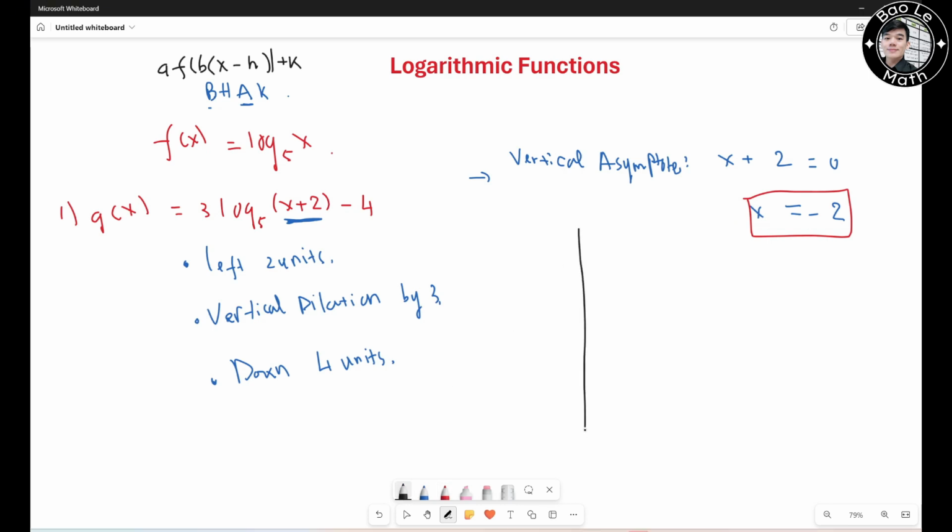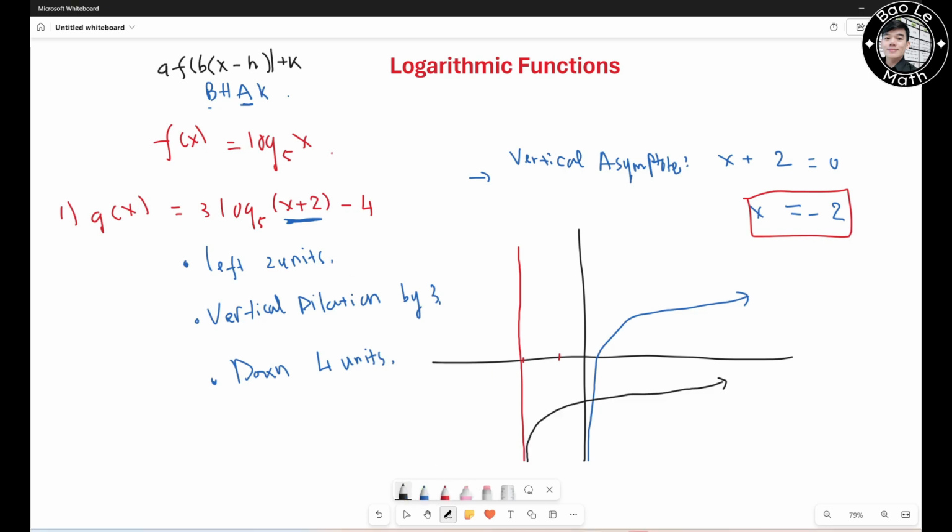Now to graph this one, you know that the original function log base 5 of s could be something like this, right? And then the new function right here is going to be a vertical dilation and translation left 2 units, right? So you have the vertical asymptote right here at 0. So you move to the left 2 units. So you have a new vertical asymptote, it's going to be right here. Alright, and then the function is moving down 4 units and vertical dilation by a factor of 3, right? So it's going to be something like this.